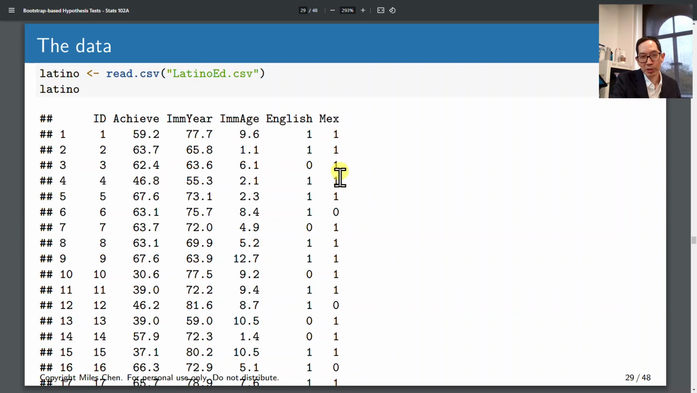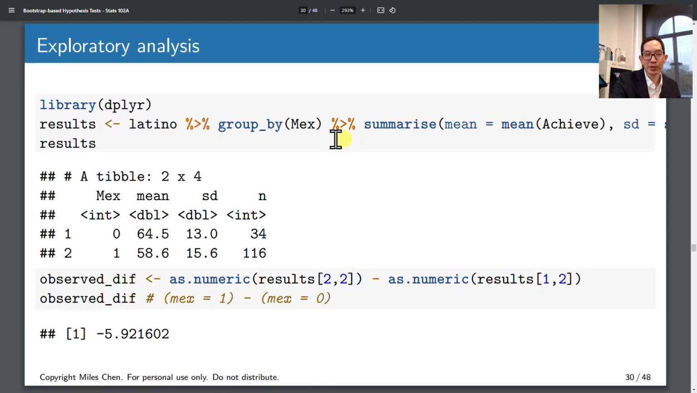But here we're going to split on this variable for Mexico versus not. We have 116 people who came from Mexico, 34 who came from other Latin American countries. When you take the mean of the education achievement score, the mean for people from other countries was 64.5. The mean for people from Mexico was 58.6. So the difference between observed means is negative 5.9.